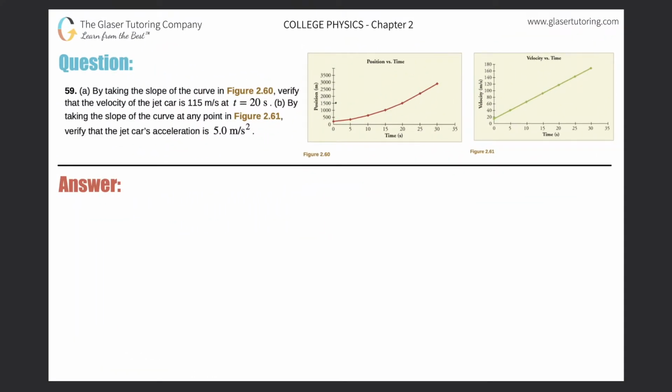Number 59, letter A. By taking the slope of the curve, verify that the velocity of the jet car is 115 meters per second at time equals 20 seconds. So this is essentially for figure 2.60. So first, look at the curve, the graph, and find time equals 20. So here it is. Now from there, let's just draw a line on up. We'll dot it. And right here is the position on the graph at time equals 20.